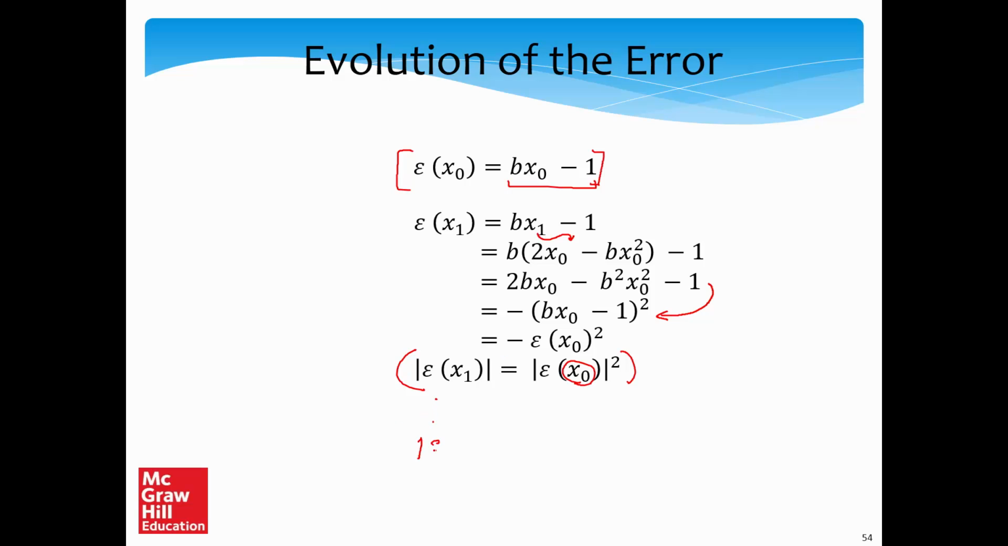We can say that the error at any point xn is equal to the error at x of n minus 1 square, which is equal to the error at x of n minus 2 to the power 4, and so on. So we will use this result.